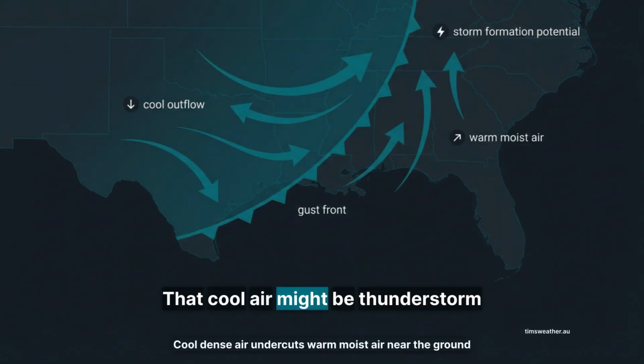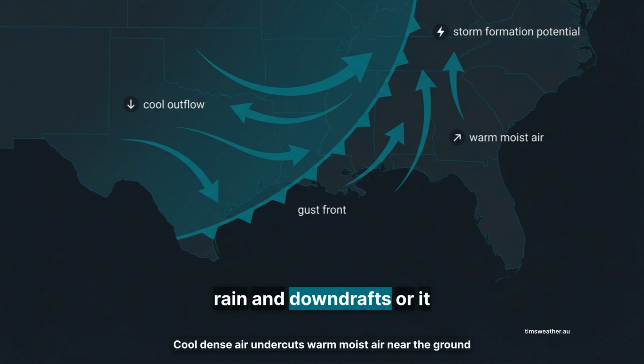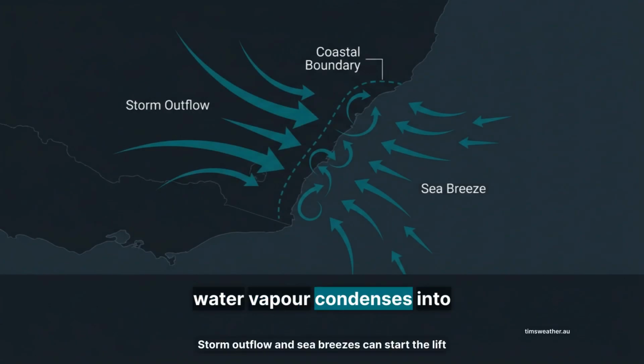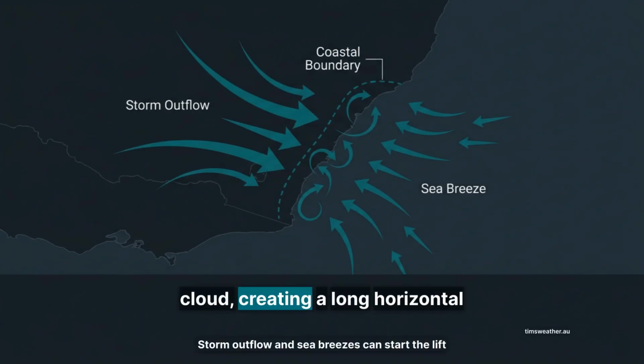Roll cloud formation begins when cooler, denser air pushes underneath warm, moist air. That cool air might be thunderstorm outflow spreading away from rain and downdrafts, or it might be a strong sea breeze boundary moving inland. As the warm air is forced upward, it cools. When it reaches its dew point, water vapor condenses into cloud, creating a long horizontal band along the lifting line.